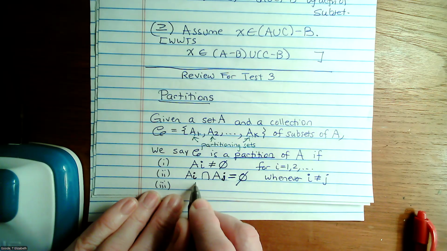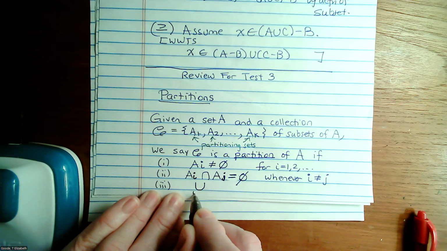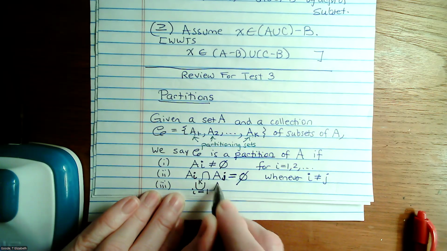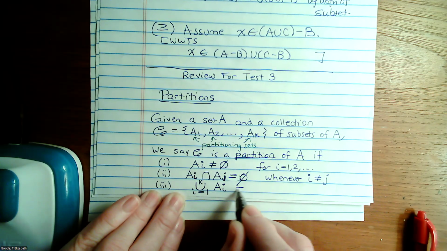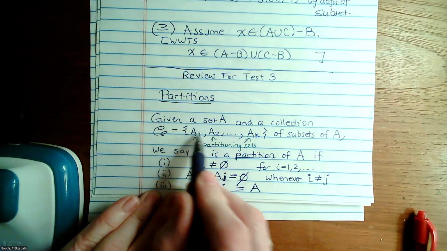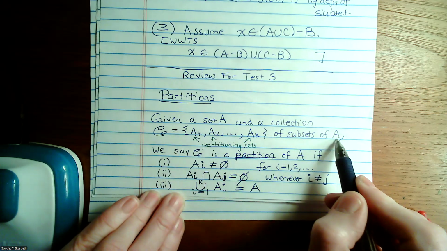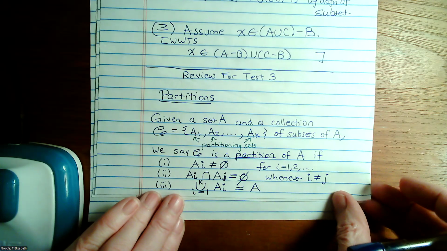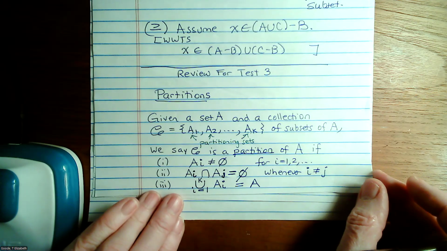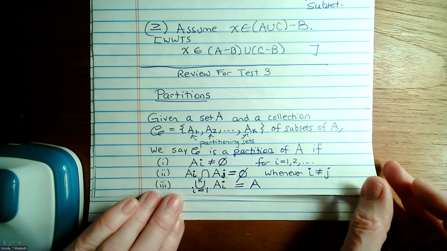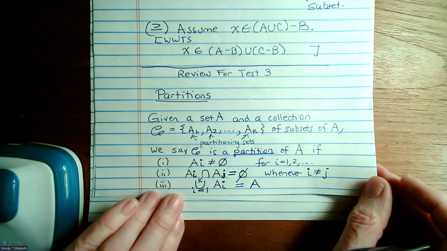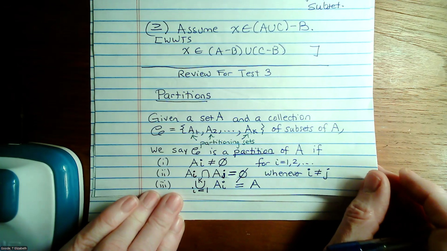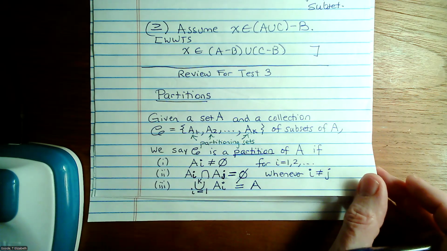And then finally, the union from i equals 1 to K of these A sub i's should be all of A. In other words, if you take the union of all of these, that should give you the whole set A. Do you have any questions about the definition of a partition? No. So there were some WebAssign problems where you were asked to look at partitions.